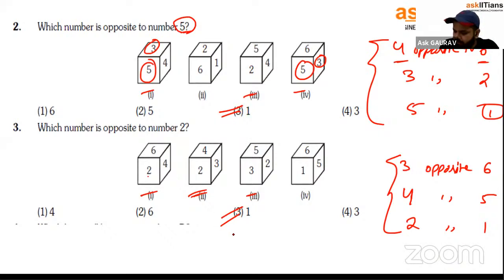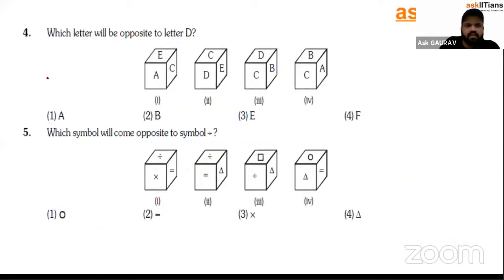Is that clear? Just observe the first option and second option, 3 will be opposite to 6. Observe the second option and third option, 4 will be opposite to 5. So now what is the rest? 2 will be opposite to 1. That's it. Is that clear?